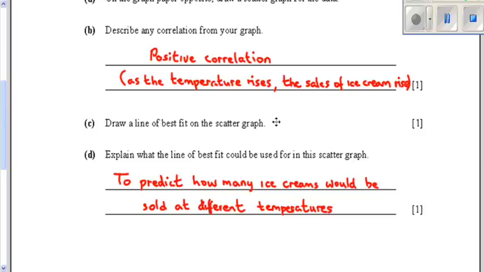The line of best fit, we've shown you that on the graph already, and then explain what the line of best fit could be used for. So if you had to predict how many ice creams would be sold at different temperatures, you could draw lines across at different temperatures to the line of best fit, and then down to the number of ice creams sold, and you could make an estimate or a prediction for how much you would sell at any particular temperature. So that's the answer to the last question, 23.